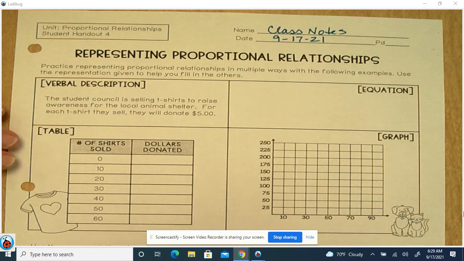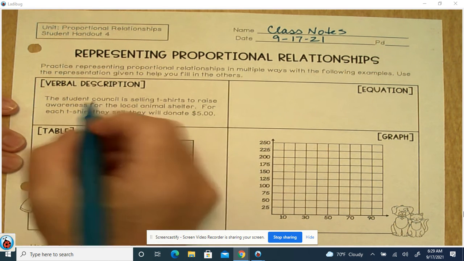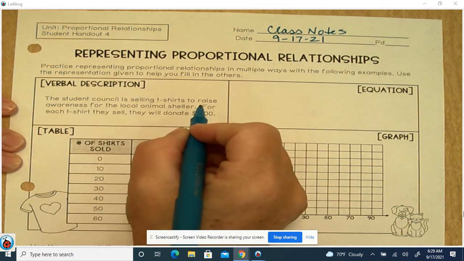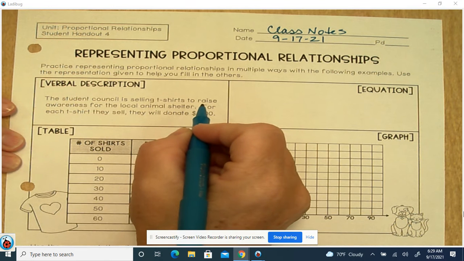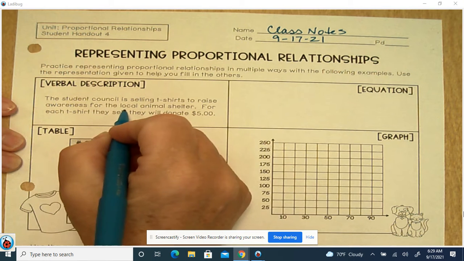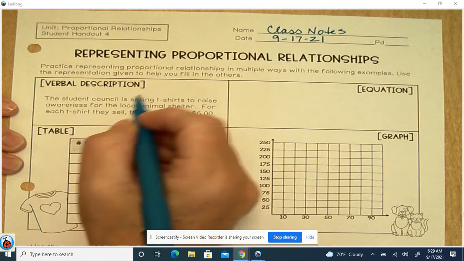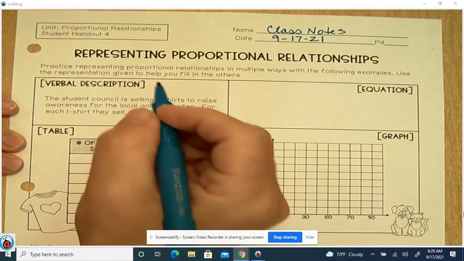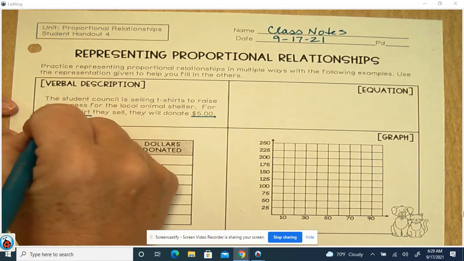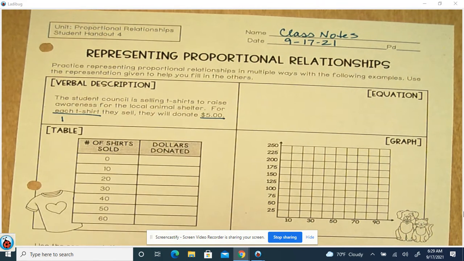And our verbal description of that would be to say the student council is selling t-shirts to raise awareness for the local animal shelter. For each t-shirt they sell, they will donate $5. So for each t-shirt, each t-shirt meaning one.